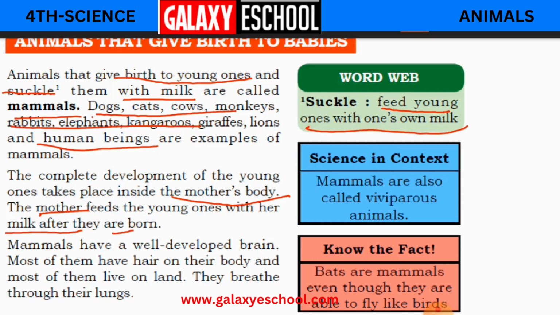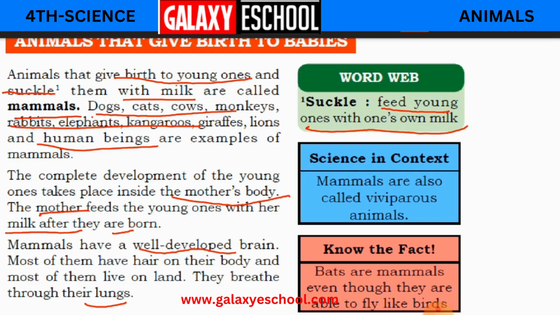Now, mammals have a well-developed brain. Many of them have hair on their body and most of them live on land. They breathe through their lungs. So mammals have a well-developed brain. Children, what do we do with our brain? It controls our body, and we are also able to think with it. Most of them have hair on their body and most of them live on land.